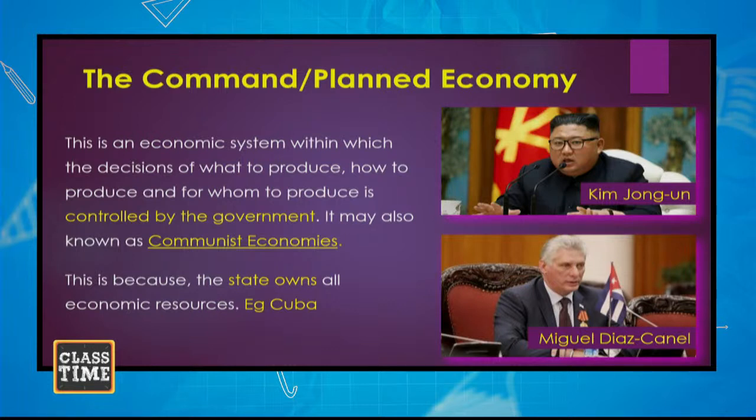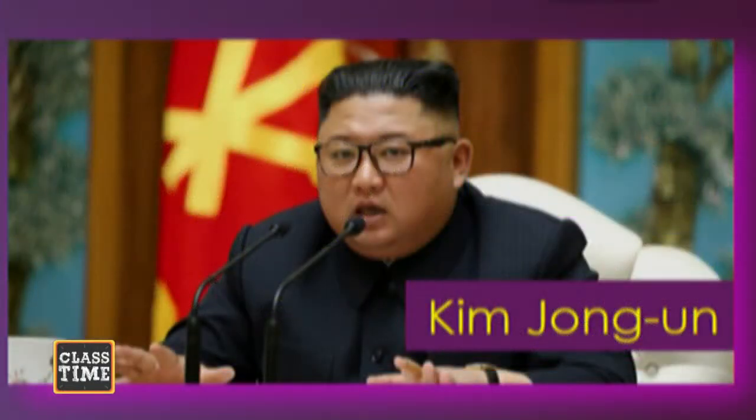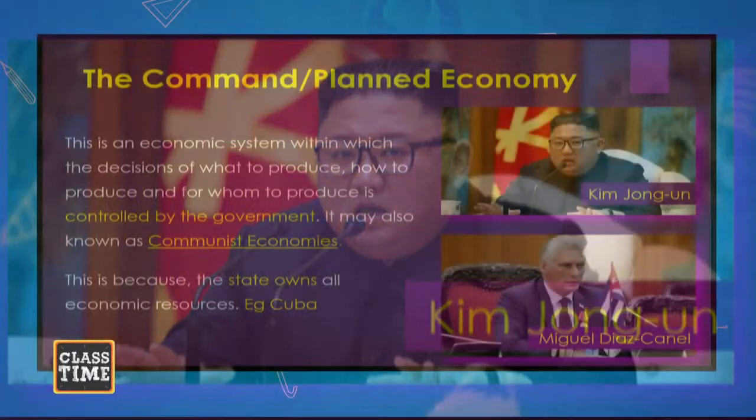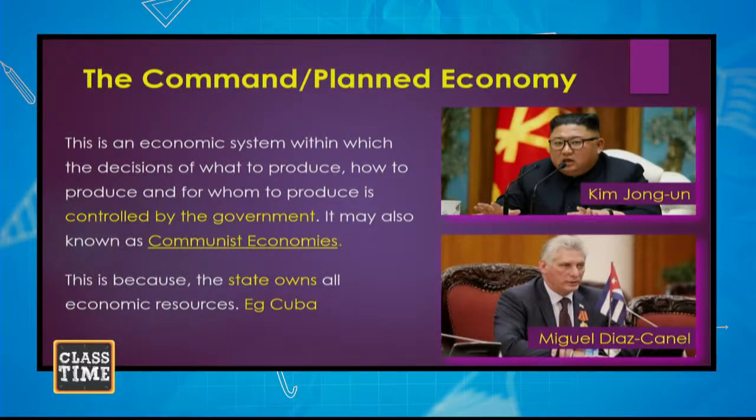They're in control of what businesses in Jamaica would be in control of. That is the production of goods and services. So here we have 2 examples, Kim Jong-un and Miguel Diaz-Canel. The first one is the supreme leader of North Korea, and we have the president of Cuba. And these are leaders of command economies or planned economies.